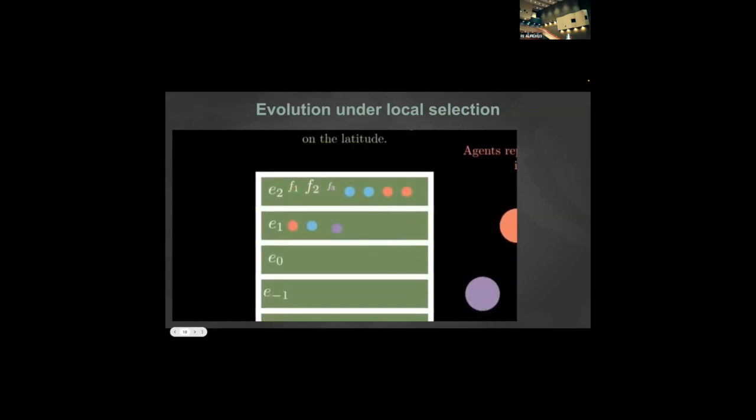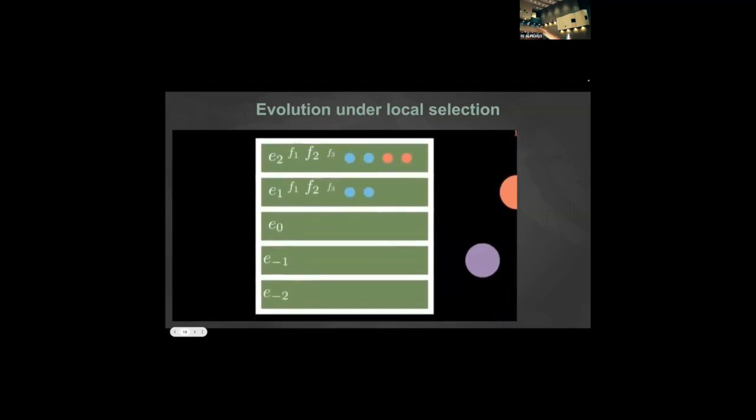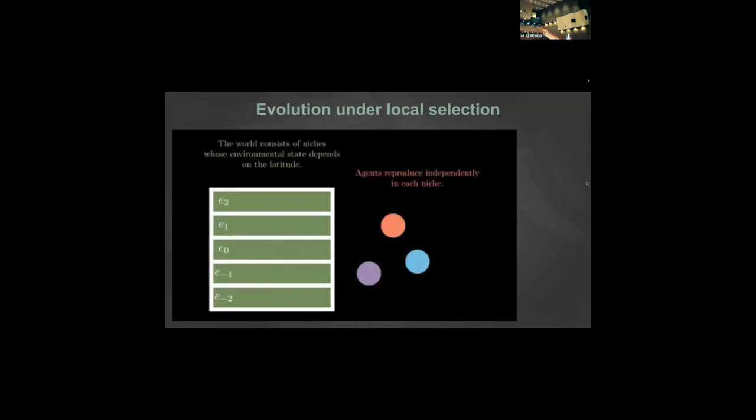So different capacities. And we see that in this case, an agent can reproduce in more than one niche if it is plastic. So there is a benefit to plasticity. And this sort of local selection was inspired from algorithms such as quality diversity, where we have local competition.